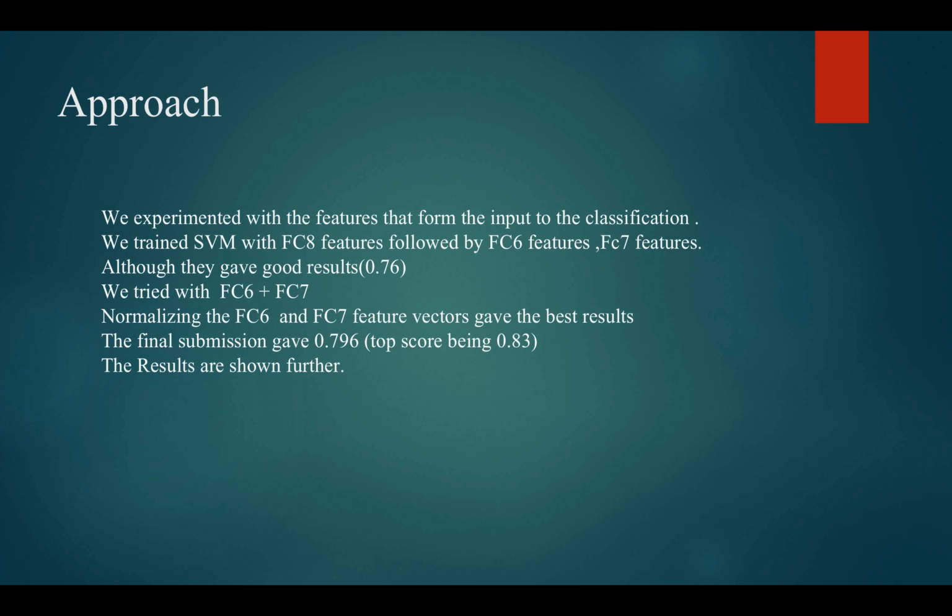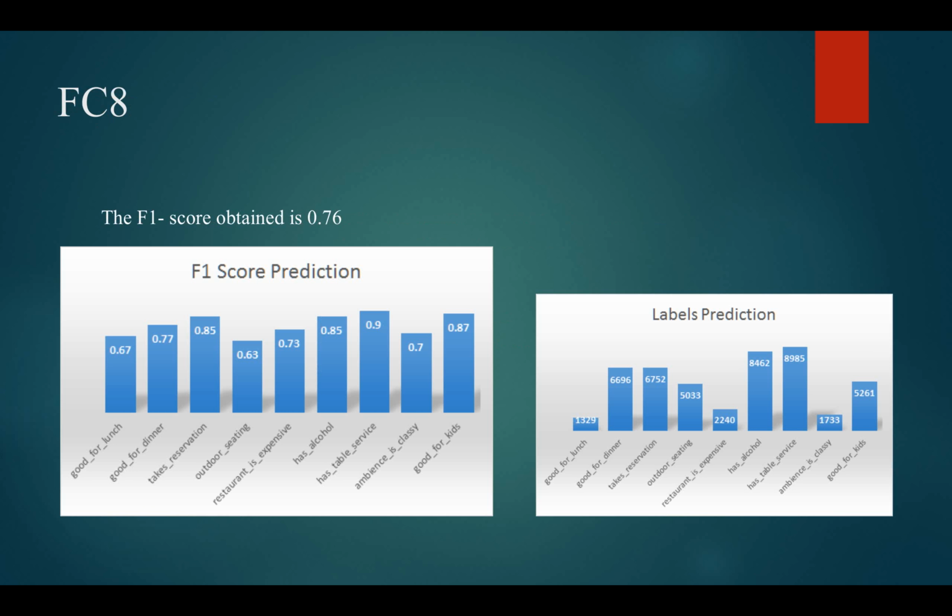And there are several experiments conducted to achieve a high F1 score. If the F1 score is high, the more appropriate the labels given to the images. This is explained in the next slides.